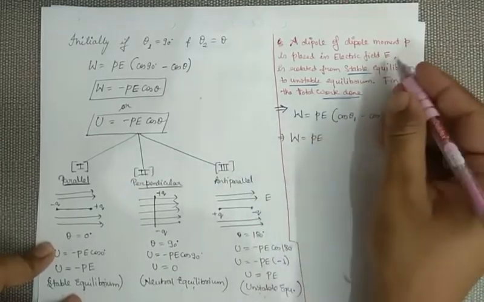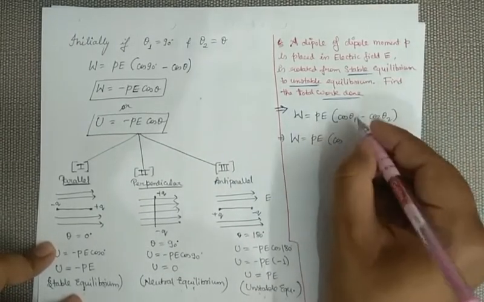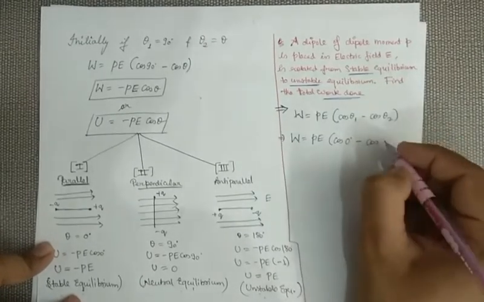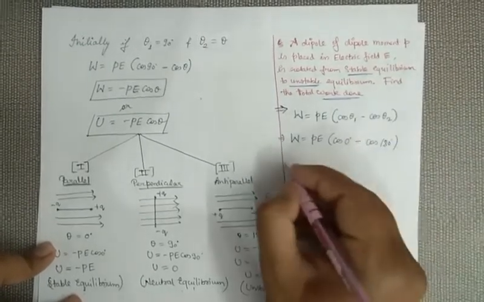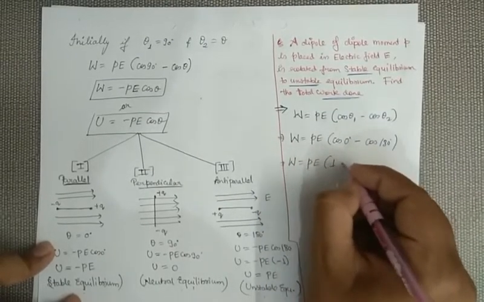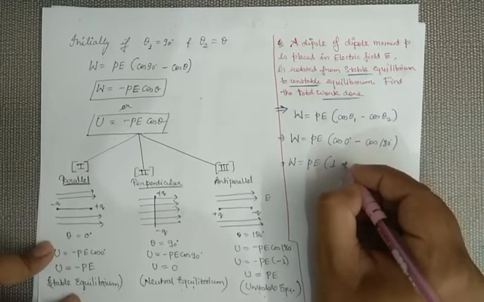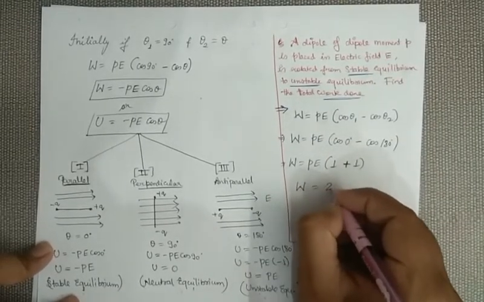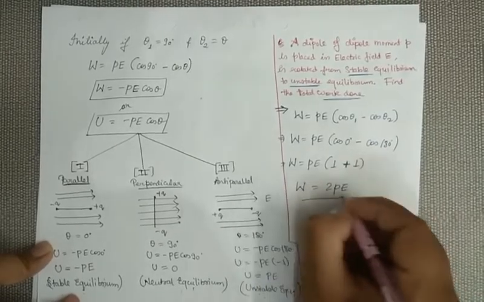So P is P and the electric field is E, with theta 1 stable, that is 0 degrees, minus theta 2 unstable, that is 180 degrees. Cos 0 is 1, cos 180 is minus 1, so minus and minus gives plus 1. So your final work done is 2 times PE. This is the total work done.